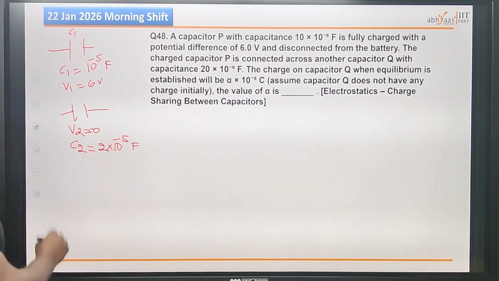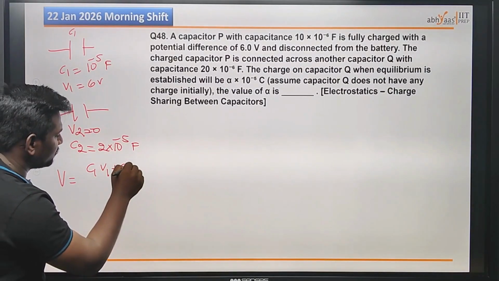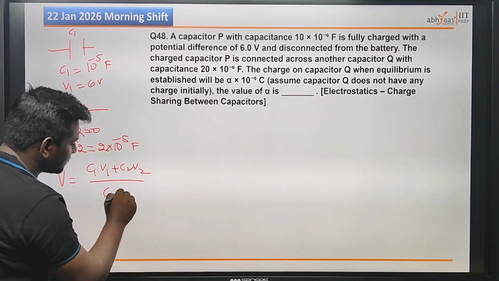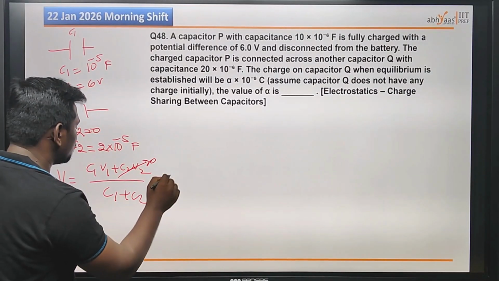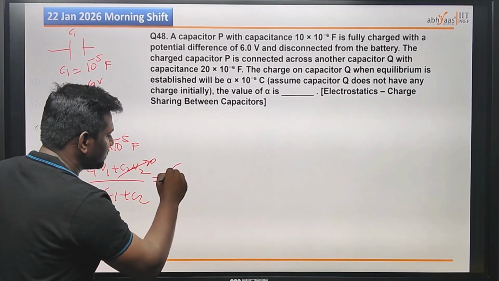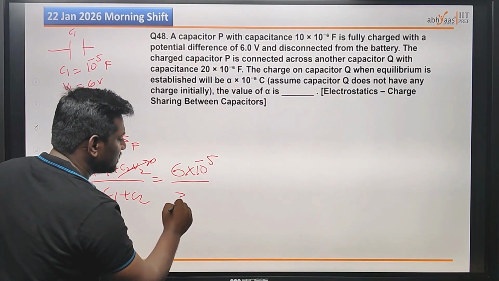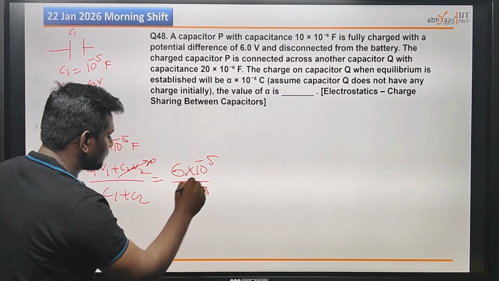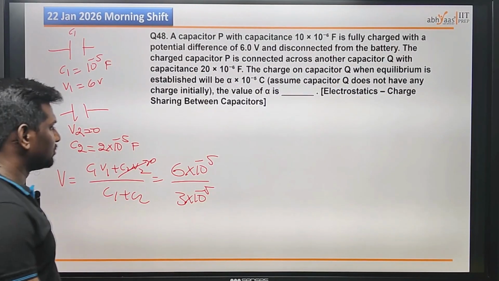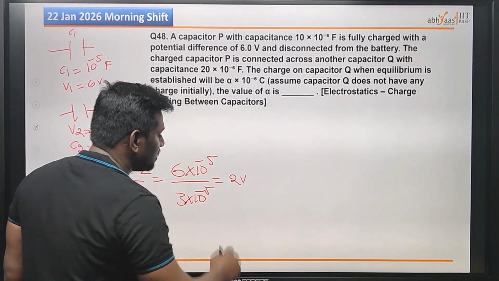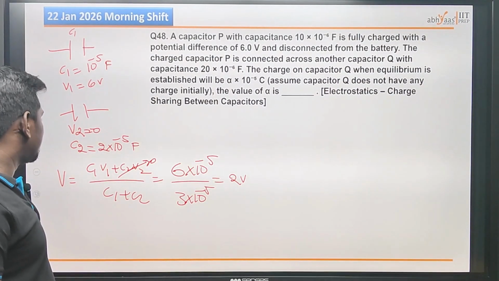So you have to find the potential. Potential is nothing but C1 V1 plus C2 V2 by C1 plus C2. V2 is 0, that's why this term is 0. So C1 V1 is 6 into 10 to the power minus 5 by 3 into 10 to the power minus 5, C1 plus C2. So this is nothing but 2 volts. The voltage we have remaining is 2 volts.